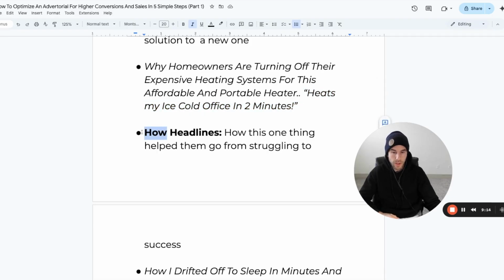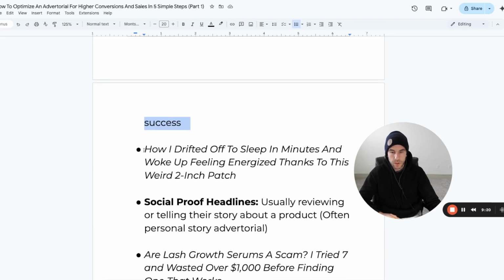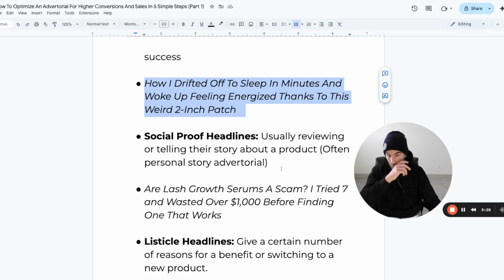We have the how headline, and this is how this one thing helped them go from struggling to success is really what the how headline is about. So here's an example: how I drifted off to sleep in minutes and woke up feeling energized thanks to this weird 2-inch patch. We have our social proof headlines.